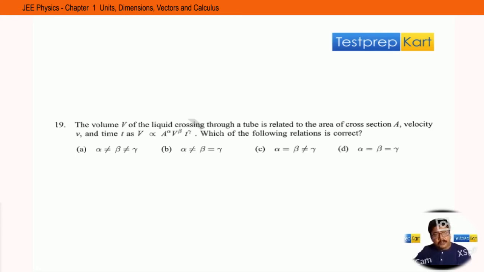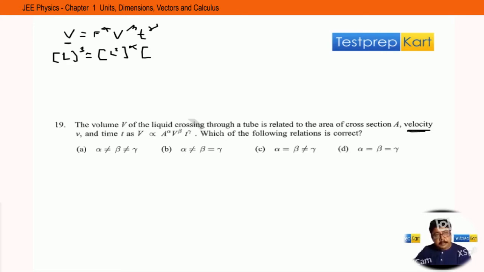Now here, the volume V of the liquid crossing through a tube is related to the area of the cross section A, velocity v, and time t, as V is proportional to A to the power alpha, v to the power beta, and t to the power gamma. Which of the following relations is correct? So we can write V equals A to the power alpha, v to the power beta, and t to the power gamma. Now what is V over here? V is a volume. So we can write V as L cube. Now, A is the area of the cross section, whatever it may be, but it is an area. Area means L square. So L square to the power alpha. Now we have v.